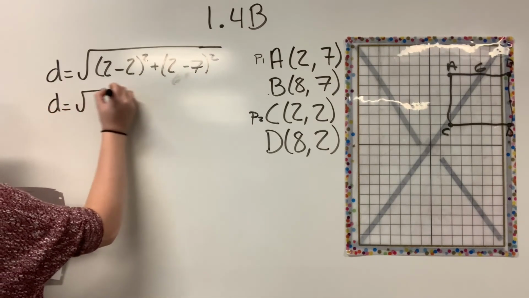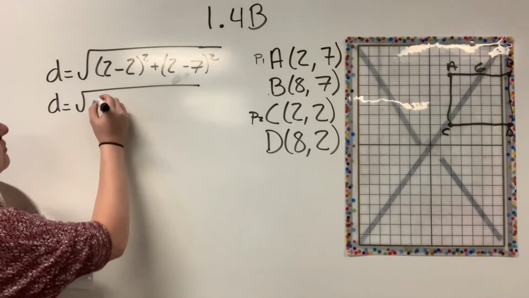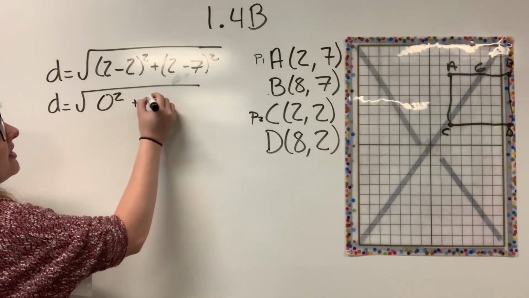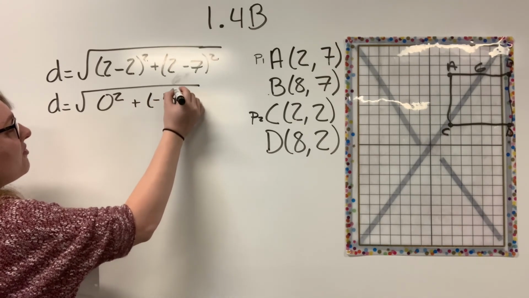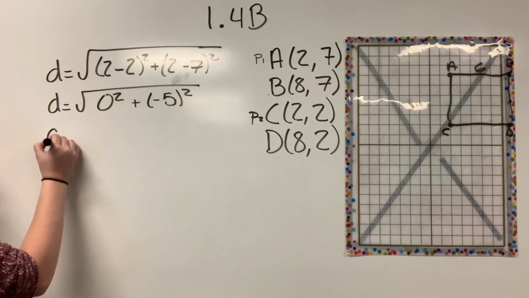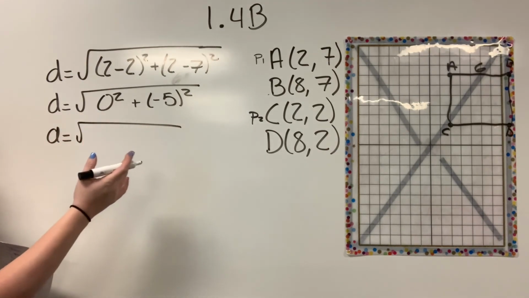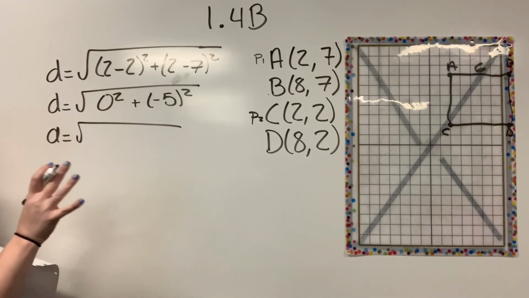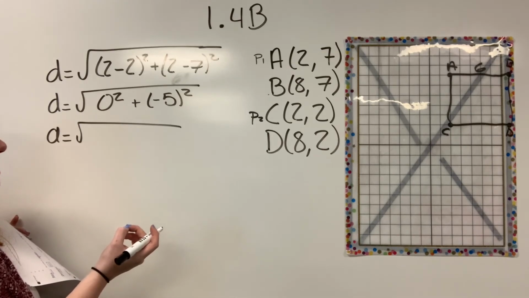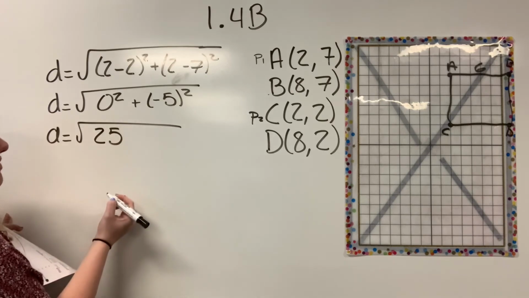Keep our D is equal to our big old square root. 2 minus 2 gives you 0 squared. 2 take away 7 gives you a negative 5 squared. Okay, so D is equal to 0 times 0, or 0 squared is just 0, so I'm not even going to write that. Negative 5 times negative 5, or negative 5 squared, gives you a positive 25.